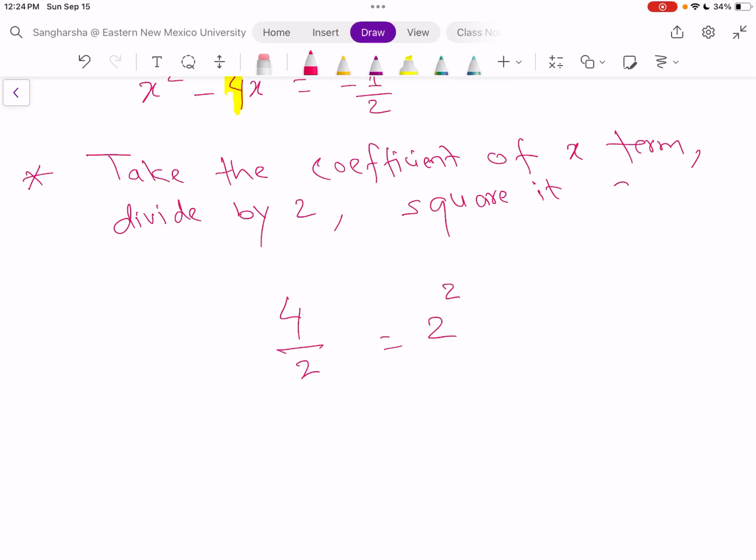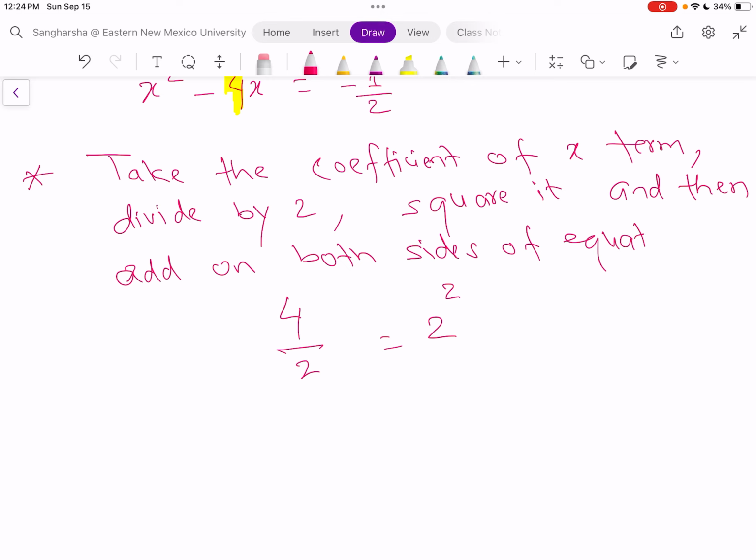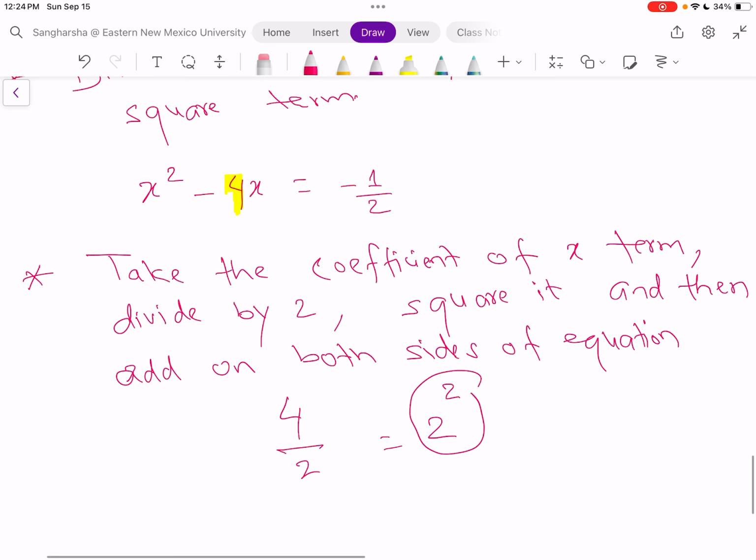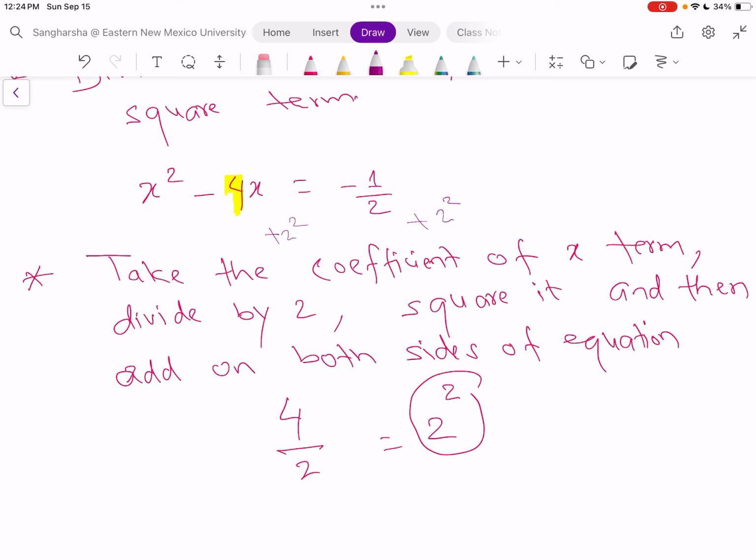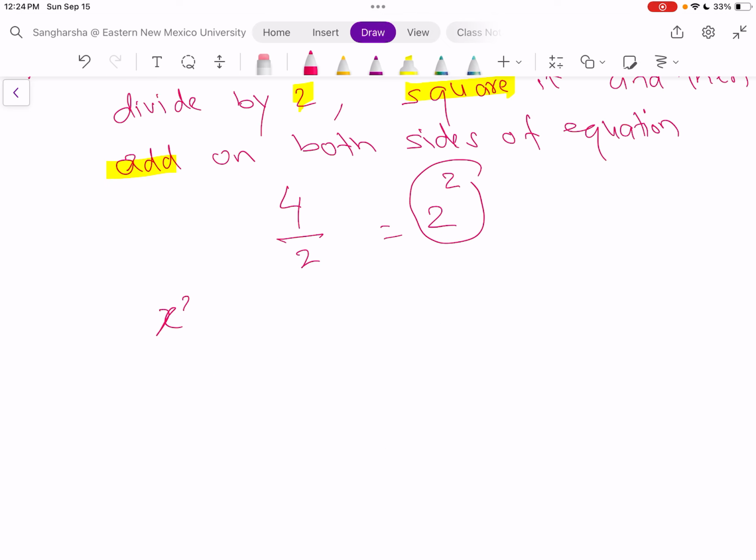So you square it, and then you add this expression on both sides of the equation. This is what you need to add on both sides of our equation. So you are adding 2 squared on both sides, and this is how we know what to add on both sides of the equation. You take the coefficient of x, you divide by 2, you square it, and then add on both sides. So let me rewrite that. We have x squared minus 4x plus 2 squared equals negative half plus 2 squared.